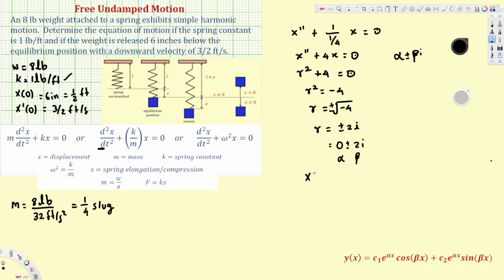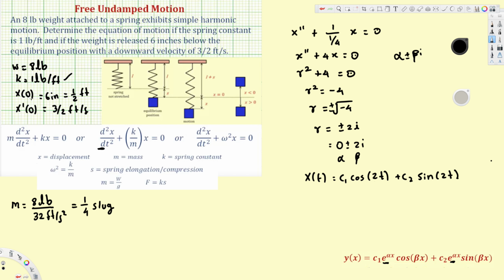So this is going to be x of t is equal to c1 e power alpha x, and we know that alpha is equal to 0, so e power 0 is going to be 1. So we don't have to write that one. So this is going to be c1 times cos beta x. In our case x is t, so this is going to be beta t, and I had to replace this beta with 2 because we know the beta value. So this is c1 cos 2t, and then c2 sine 2t.